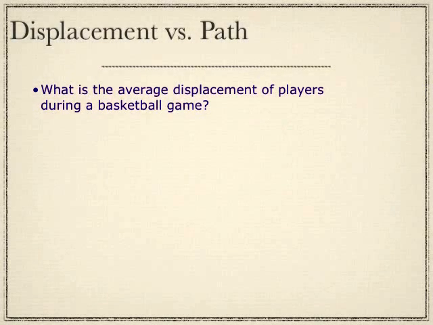Another example of displacement versus path. What is the average displacement of players during a basketball game? Well, displacement depends on final and initial positions, so let's think about those states. What is a good initial position? When the game begins, players are gathered around the midcourt or the half court. So the average position for players is the middle of the court. When the whistle blows, the end of the game is a good final position, and players are scattered all over the court.